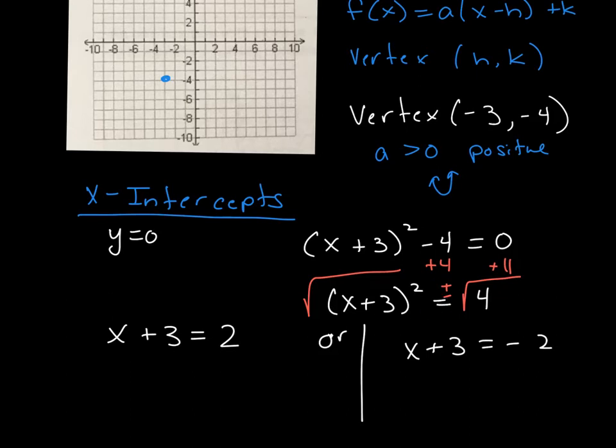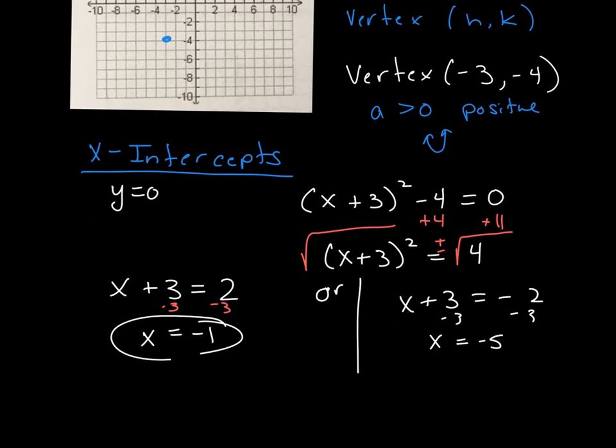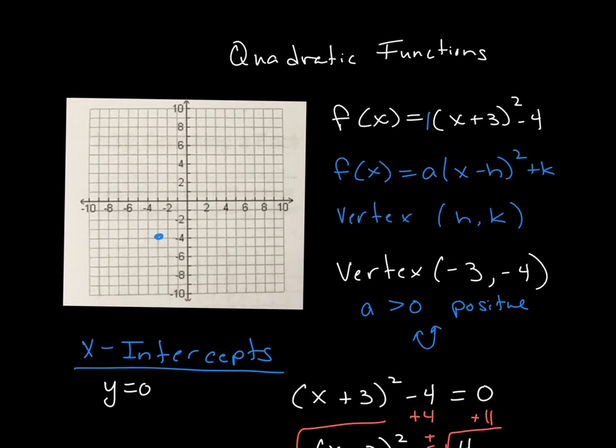Now solving both of those equations for x, I subtract 3 from both sides, and I'm left with x is equal to -1. And the other one, again, subtract 3 from both sides, and I get x is equal to -5. Now, those are the x-intercepts. I can write them this way, but remember, an x-intercept is always a point: (-5, 0) and (-1, 0). So I'm going to go back up to the top of my graph and plot those.